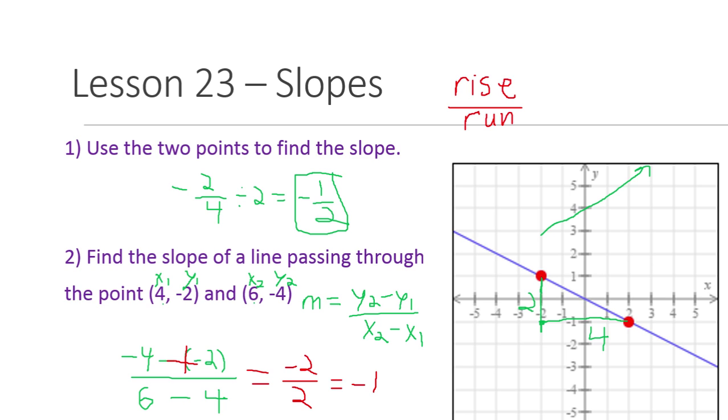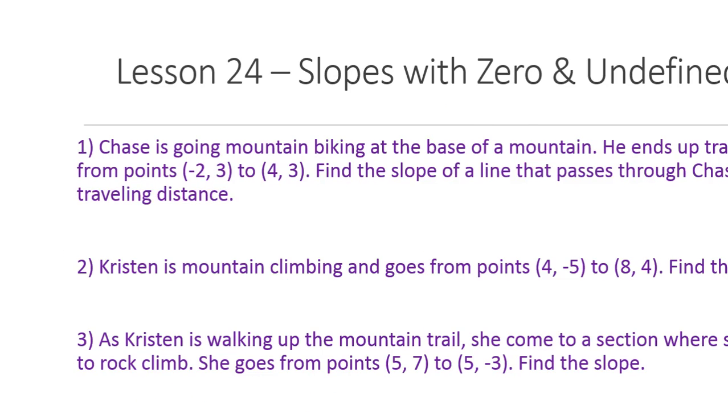Okay, so let's move on and let's look at how to do it another way. This one is on 24. It's talking about slopes with 0 or undefined. And so I want to just tell you real quick what 0 and undefined are. Okay, so 0 is going to be a horizontal line like this. This would be a 0 slope. Obviously, it'd be a straight line.